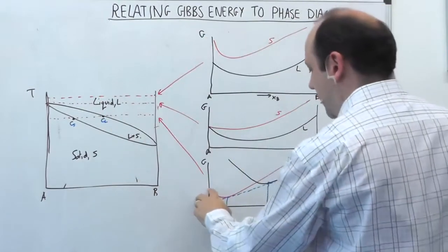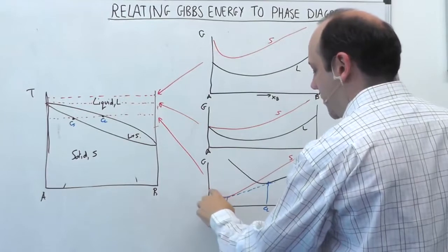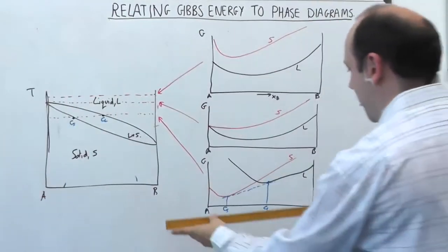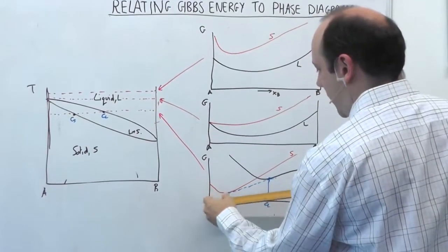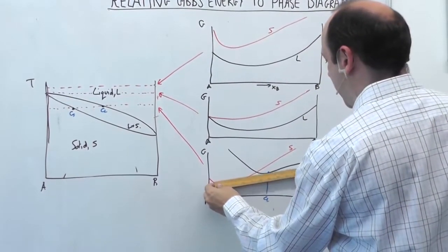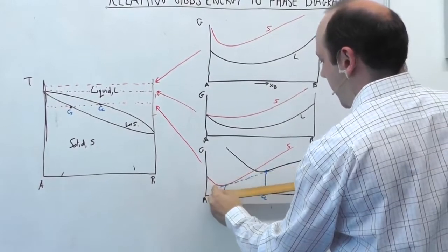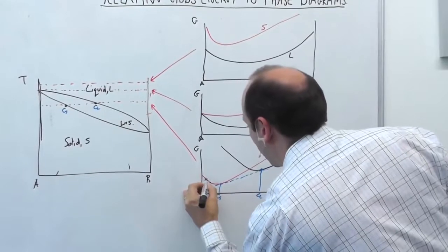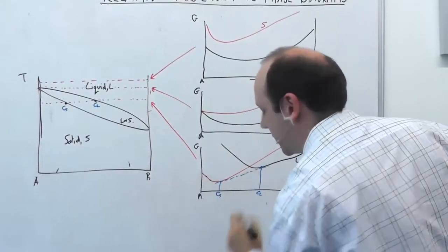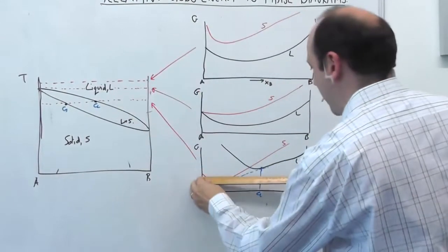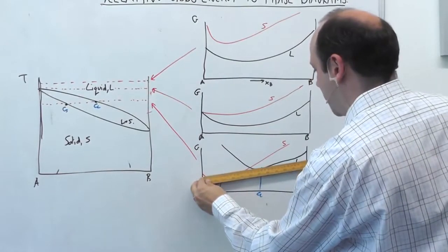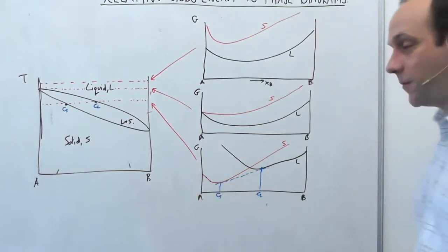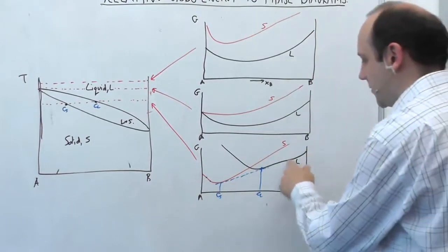The solid is the lowest energy for all of these compositions over here. I can't form any tie line with the liquid. If I consider this point here, I can't form any tie line that lowers the energy. If I take a composition here, I can't form a more A-rich solid with some B-rich liquid that lowers the overall energy. I can't get any lower than that point where I just have solid of that composition. The same is true over here.